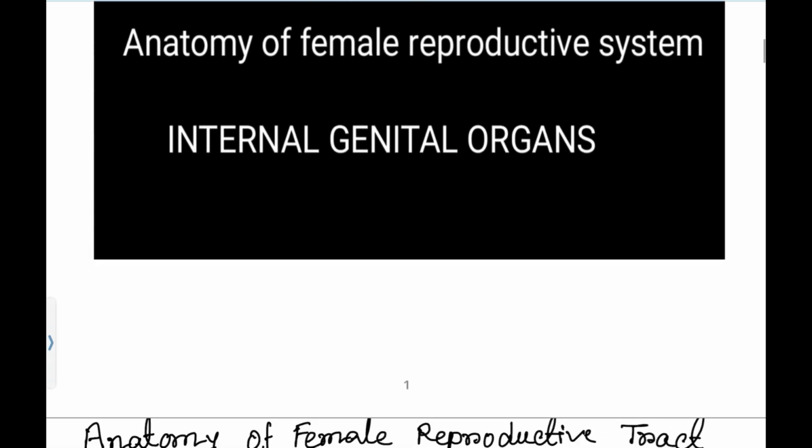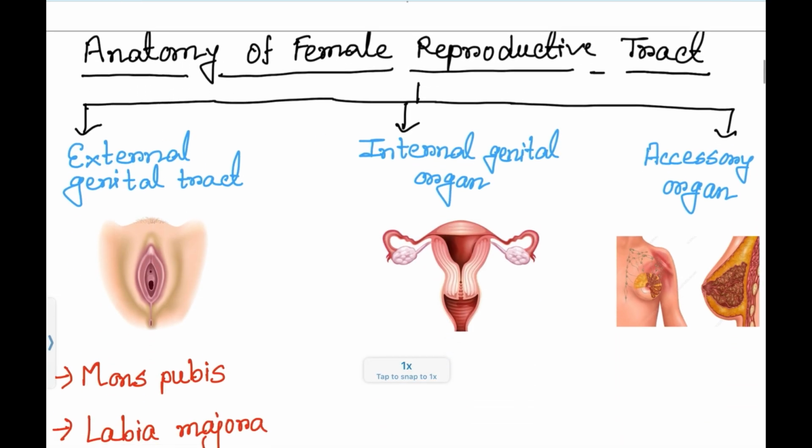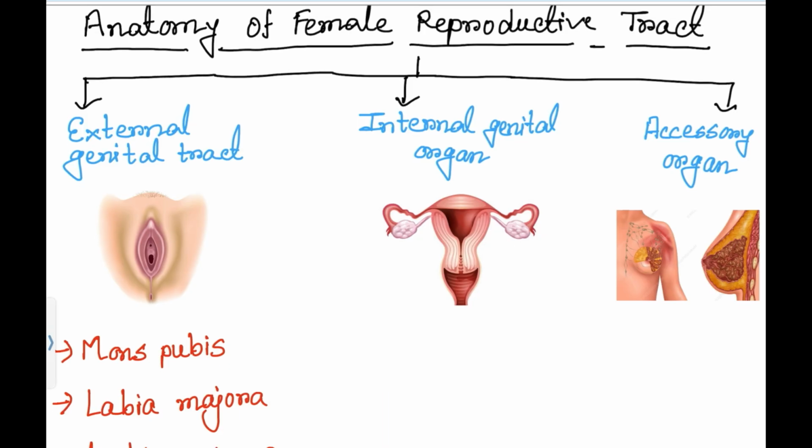In part 1 of the video, which I already added in the description, you can go and check it out, the anatomy of the female reproductive system, we discussed that the whole anatomy of the female reproductive tract is categorized into 3 parts: the external genital tract, which we can see from outside; the internal genital tract or organs, which are located in the pelvic cavity and we can't see from outside; and the accessory organs, which are important in the time of intercourse, and the example is the breast.